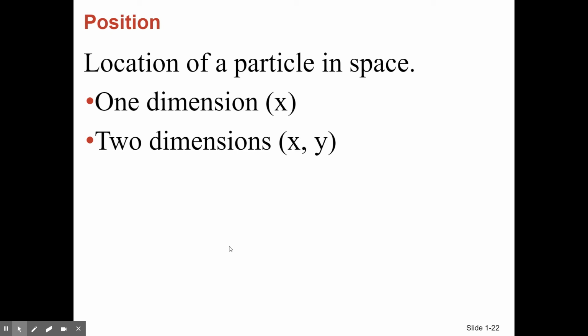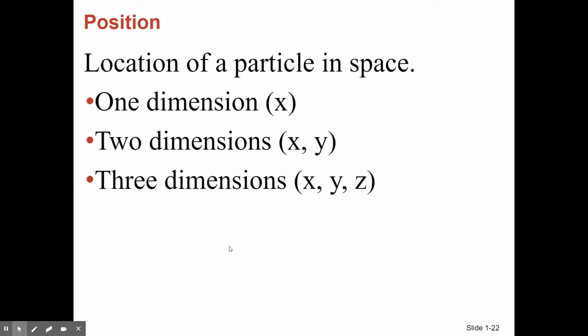Two dimensions is an x and a y. A two-dimensional example is if you kick a soccer ball, I'm going back to the soccer ball here. If you kick a soccer ball, it's moving in the x direction because it's moving downfield, but it also is moving in the y direction because it's moving up. So that would mean it's two dimensions. And then, of course, you've got three dimensions, which we won't really even get into, but I just want to mention that as well.